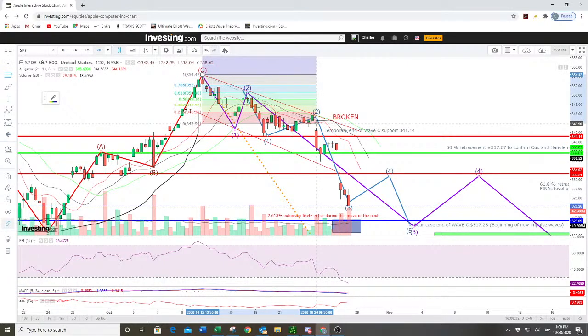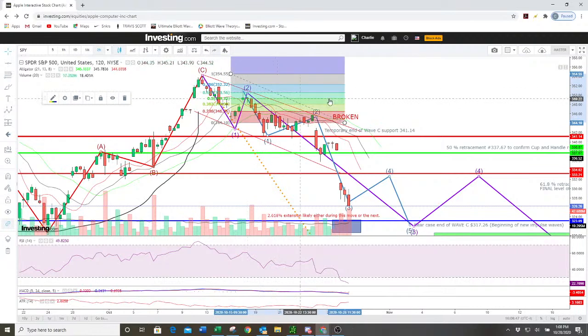What I'm looking for is somewhere between a 50% to a 618 correction. If we take a look here, the 618 correction is at 350.43. Our high here was 350.74. I think that's pretty spot on. So I'm confident to say that that's wave 2.